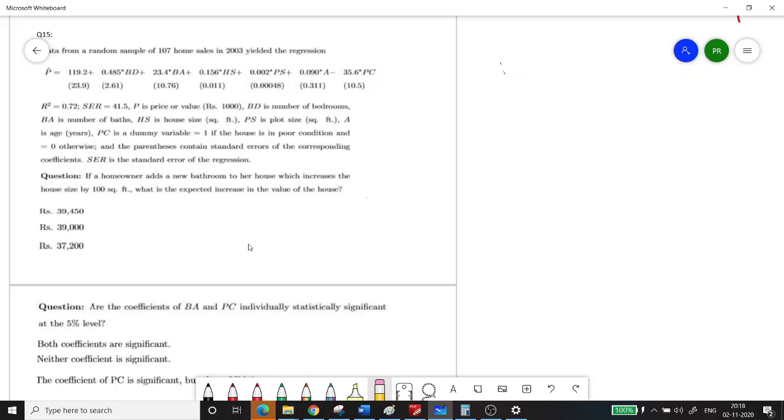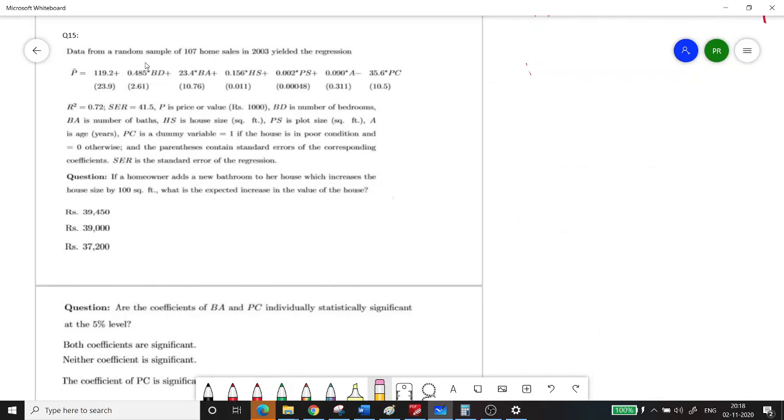Okay, so next question says that the data from a random sample of 107 home sales in 2003 yielded the regression, and this is the model. P hat is equal to 119.2 plus you have this term BD, BA, HS, PS, A, PC, and all these variables' descriptions are given here. That is, BD stands for bedroom, BA stands for bathroom, number of baths, HS stands for house size, PS stands for plot size, and सबका units of measurement दिया हुआ है. Plot size measured in square feet, price is measured in rupees 1000.